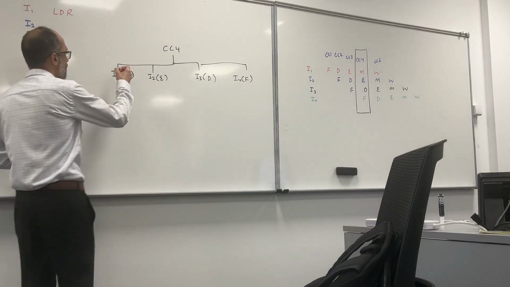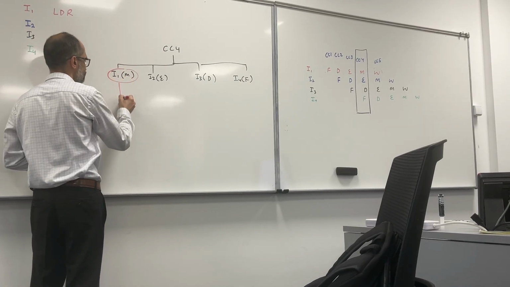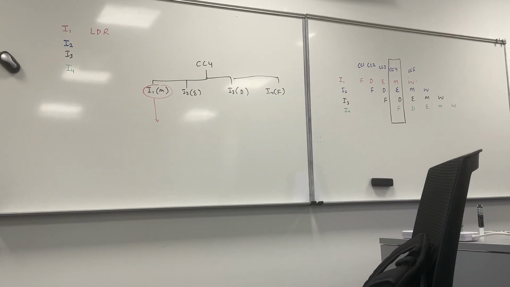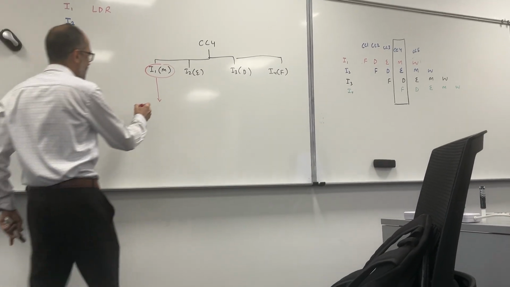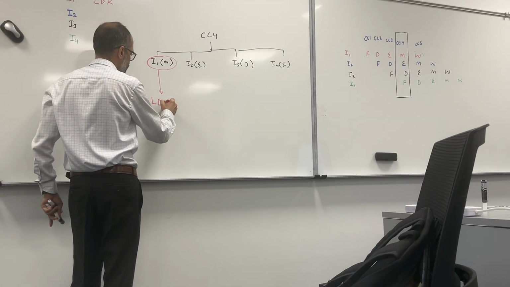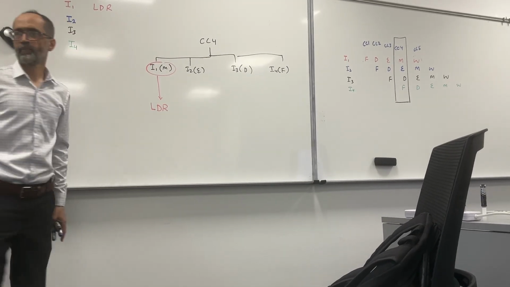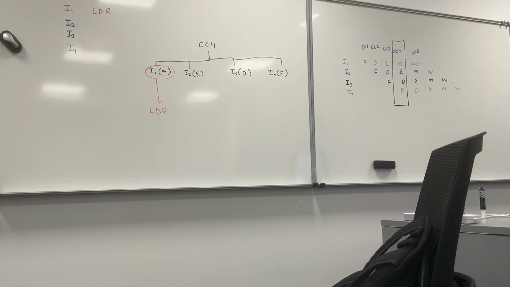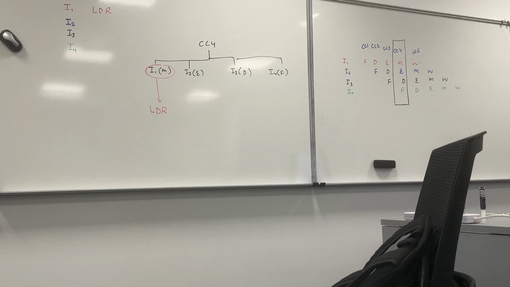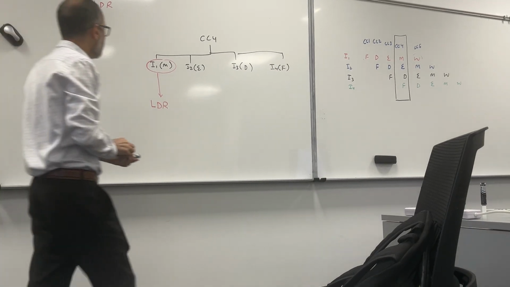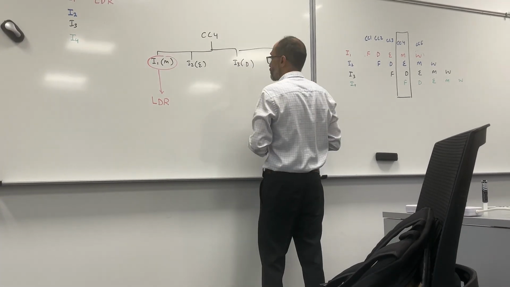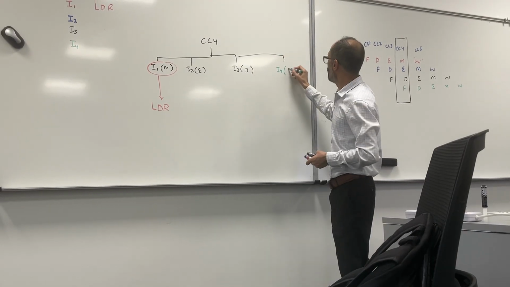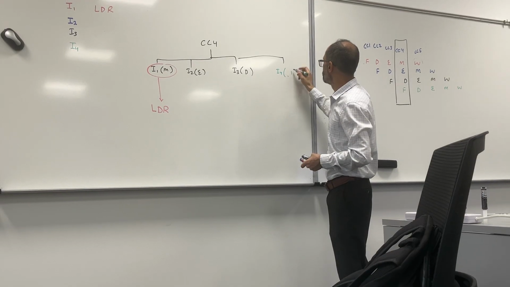Now look at I1. Which instruction is I1? Look at the instruction. LDR. So I1 is LDR. And I4 can be any instruction. It can be add, it can be LDR. I'm not interested in that. I1 is LDR, and now we have an I4 instruction, and I4 is now in fetch stage.